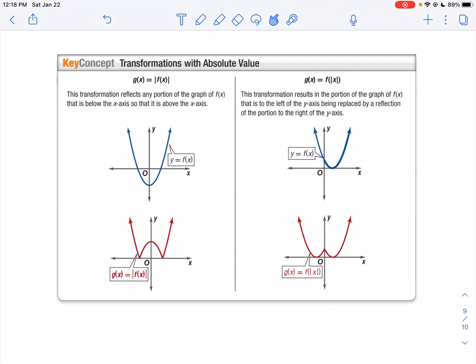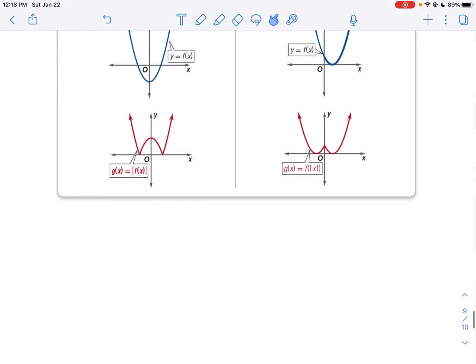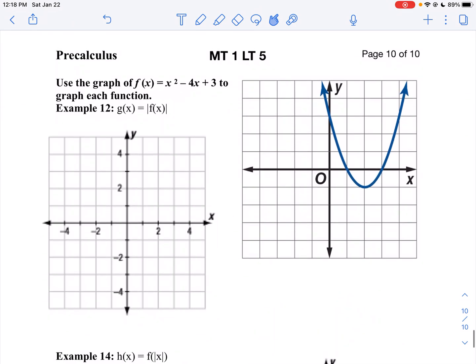Our final transformation has to do with absolute value. And when we take the absolute value of a function, if you take the absolute value of the whole function, any part that's below the x-axis gets flipped above the x-axis. If you just take the absolute value of x, any part that is to the left of the y-axis gets reflected over the y-axis. So let's actually do a couple of those problems. You can see how it works. It's kind of weird is what it is.